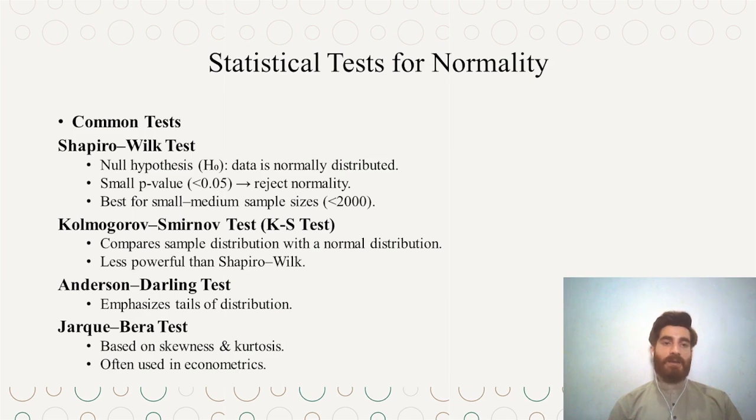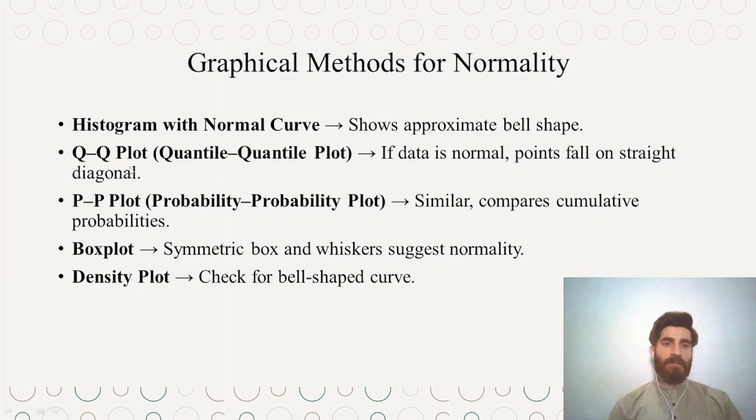These are the tests for normality, like the Shapiro-Wilk test, and these three. And we can graphically represent normal data with these five types of graphs: histogram, QQ plot, PP plot, box plot, and density plot. We will discuss the codes for R and Python later in this lecture.